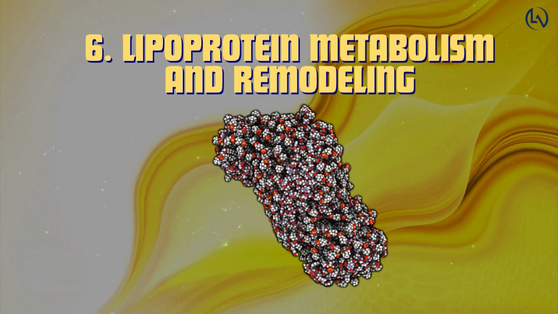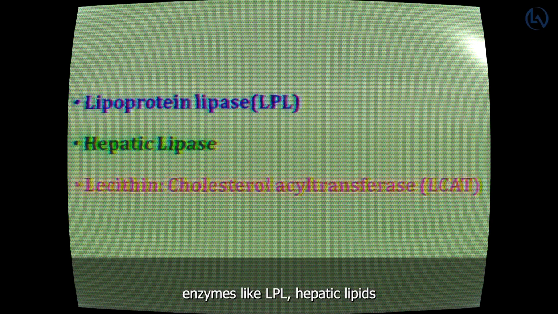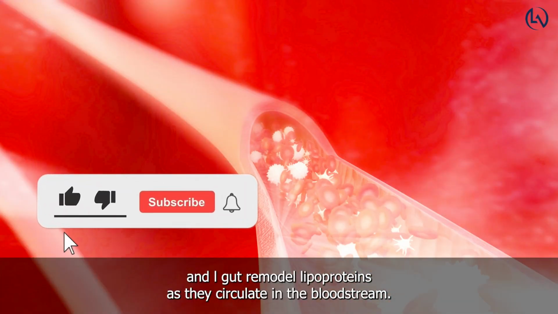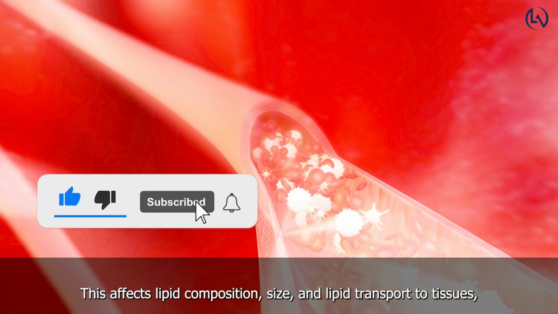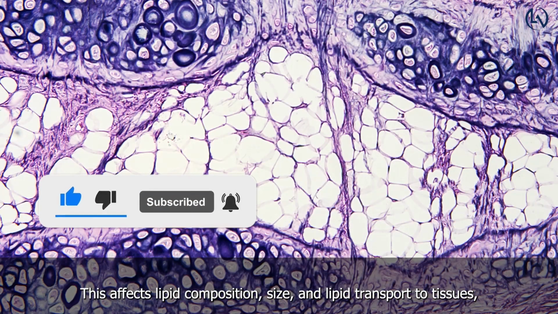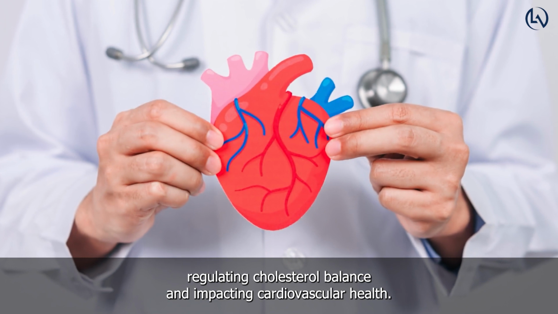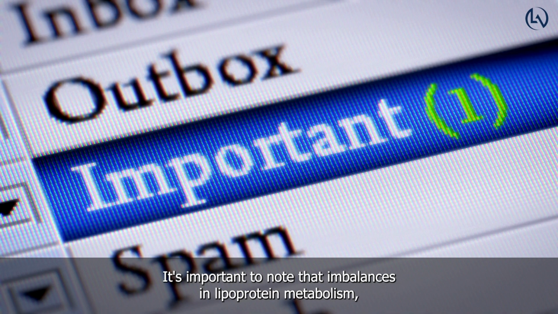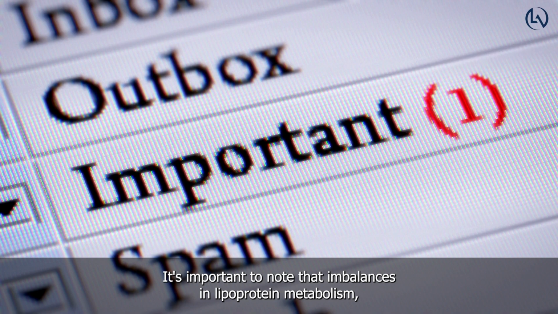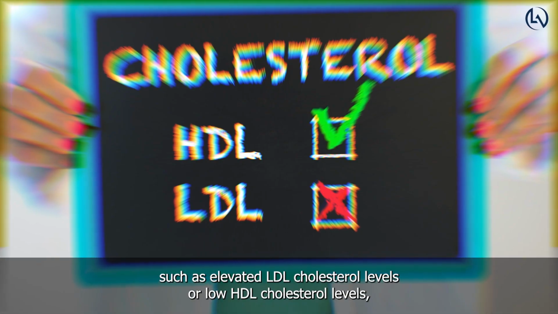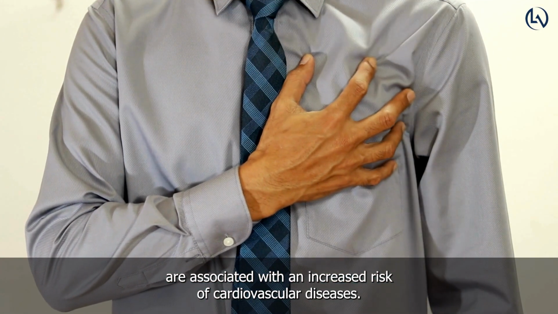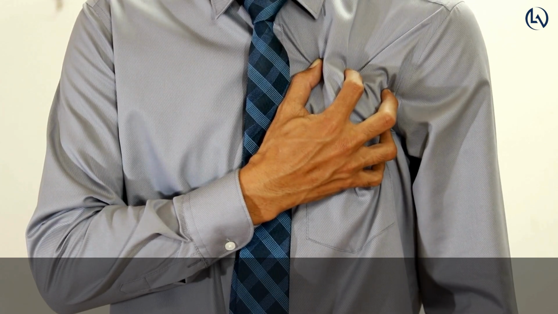Lipoprotein metabolism and remodeling. Enzymes like LPL, hepatic lipase, and LCAT remodel lipoproteins as they circulate in the bloodstream. This affects lipid composition, size, and lipid transport to tissues, regulating cholesterol balance and impacting cardiovascular health. It's important to note that imbalances in lipoprotein metabolism, such as elevated LDL cholesterol levels or low HDL cholesterol levels, are associated with an increased risk of cardiovascular diseases.